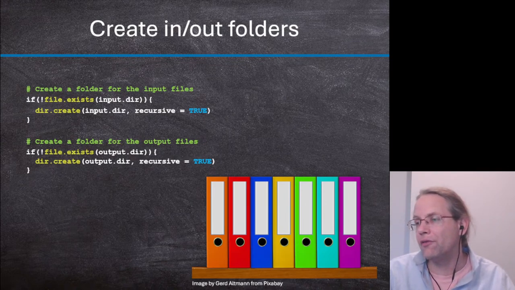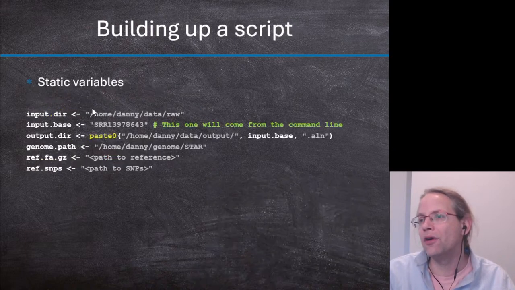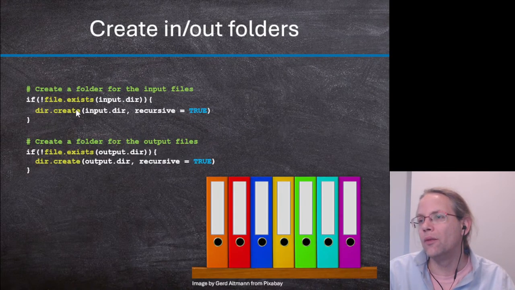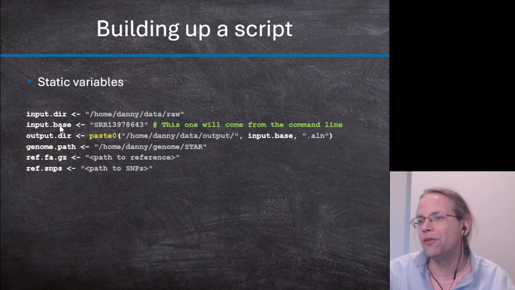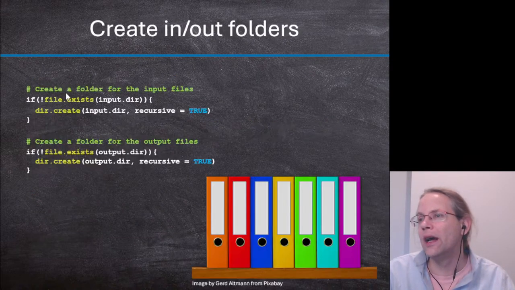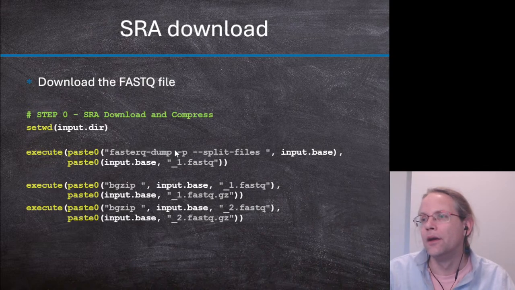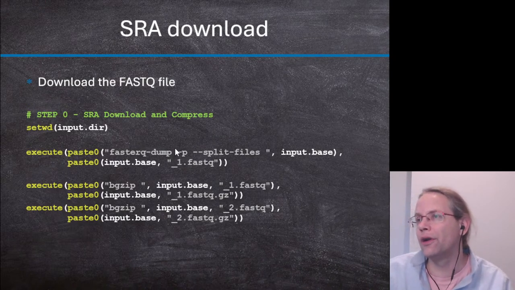All right, so we already have a little piece of the code, right? We have our static variables. We have our execute function. So we have first the execute function, then we define all of the static variables, and then we create a folder for the input and create a folder for the output. Good, so now we can start downloading our file using the SRA.